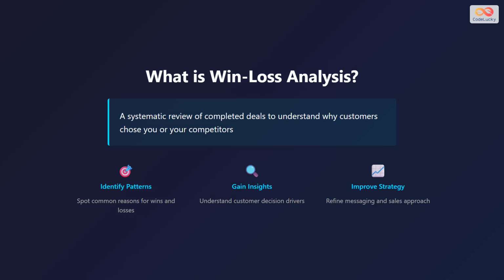Win-loss analysis is a systematic review of completed deals. You examine why customers chose your solution or picked a competitor instead. By studying these patterns, you can identify why deals succeed, why they fail, and most importantly, what you can do differently in the future. It's not just about winning more deals. It's about understanding the real reasons behind customer decisions.